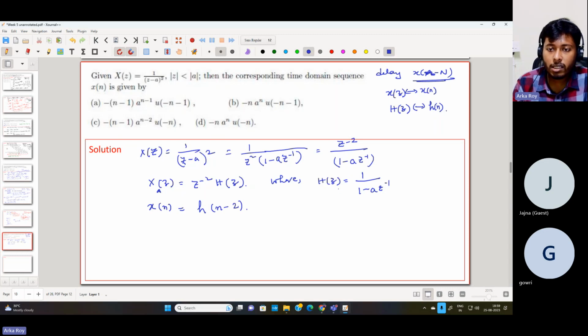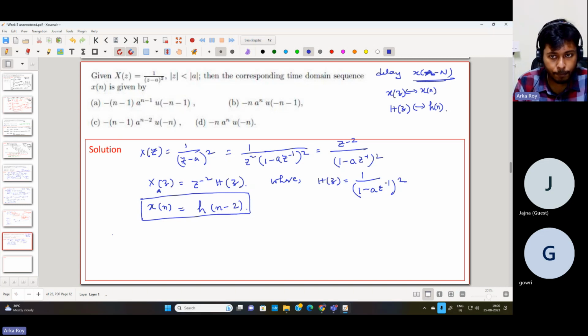So the question is, if I just find what is H of z, there is a square that I have missed. So there is a square. If I just find the value of h of n, then I will put every argument n minus 2 in place of n in h of n. So I will get the output, that is x of n. So let us start finding the inverse Z transform of H of z.